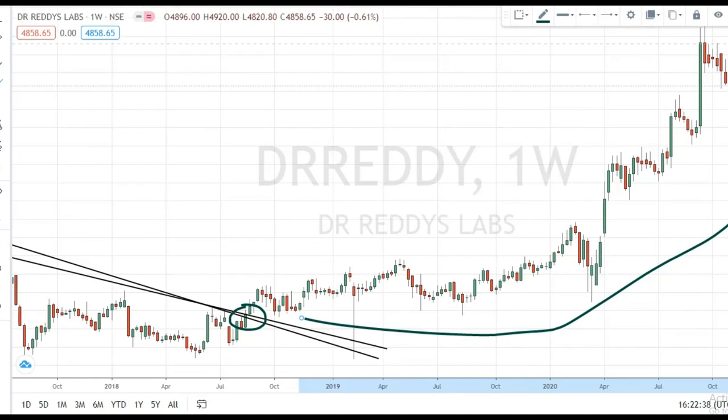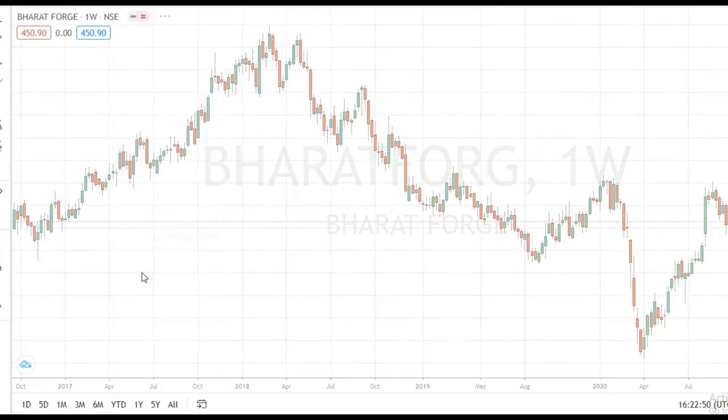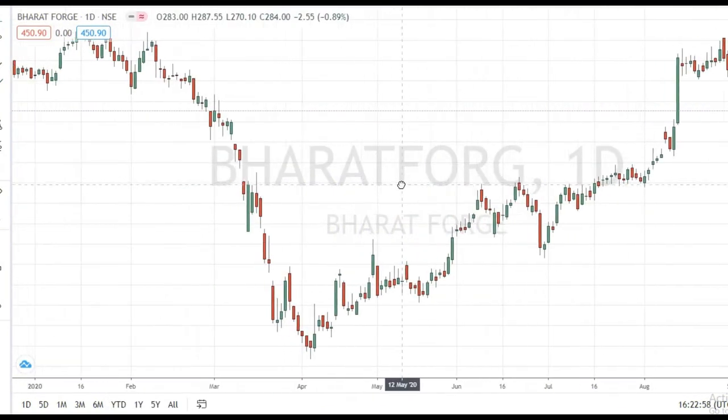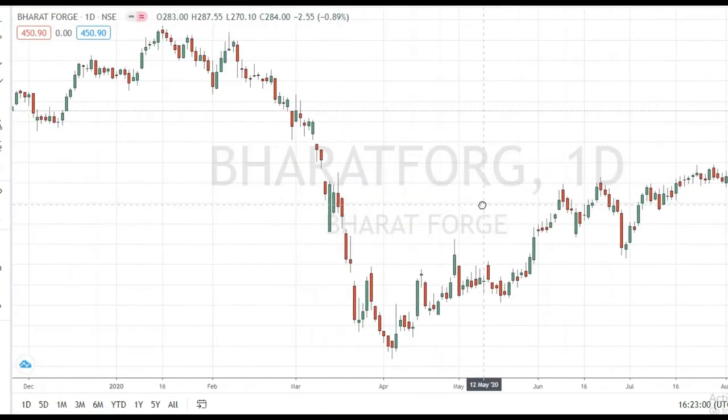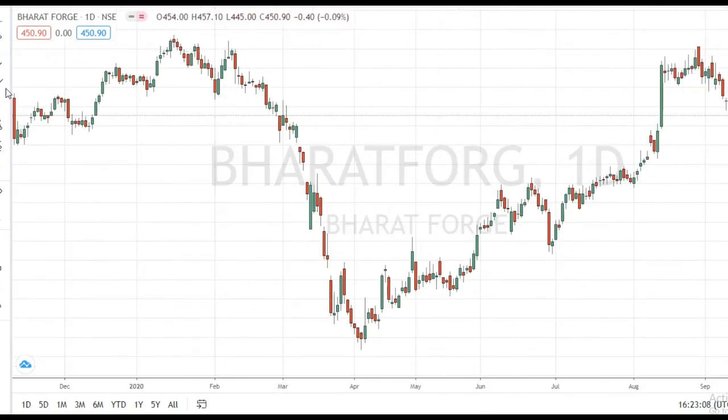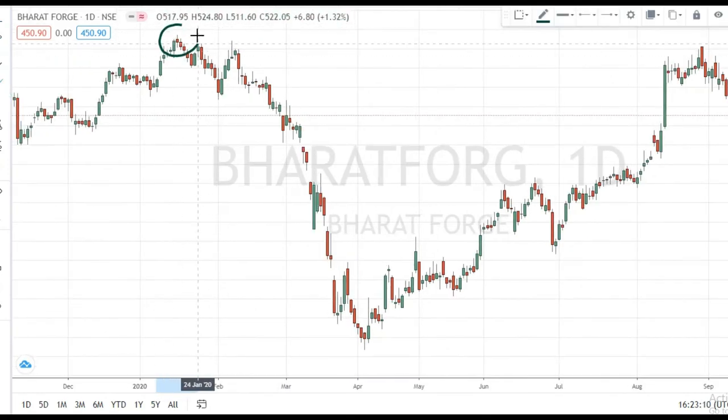Now let's check out some charts in daily time frame. Let me go to Bharat Forge. Let's change it to daily time frame. Well, this is how the daily time frame looks. I can see the highest point here.